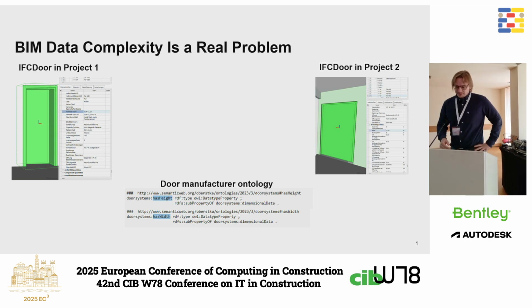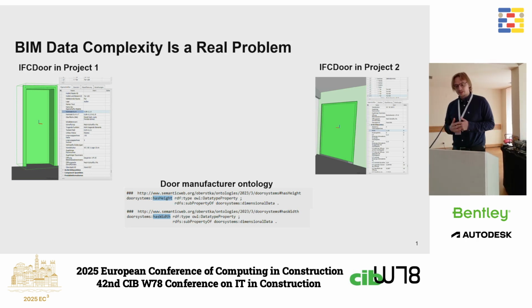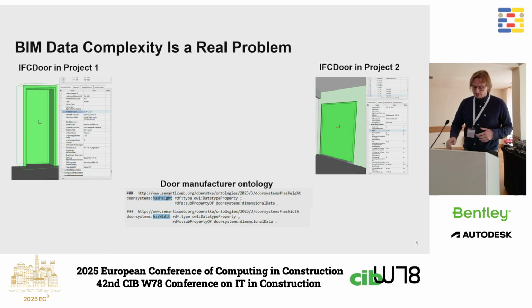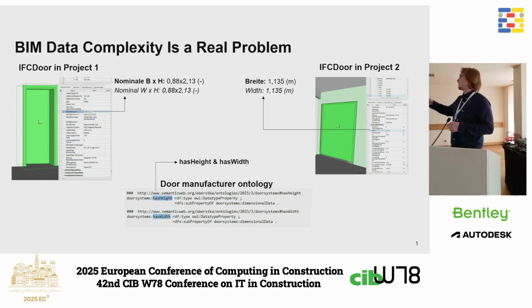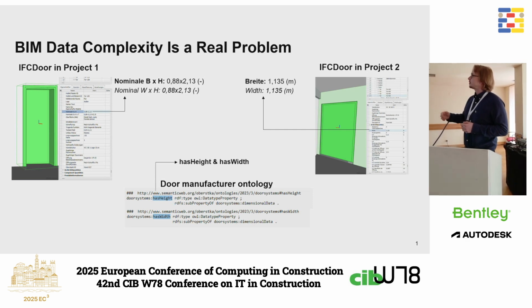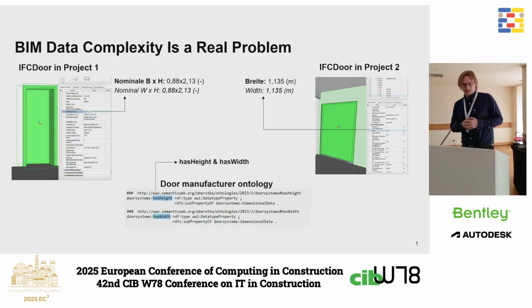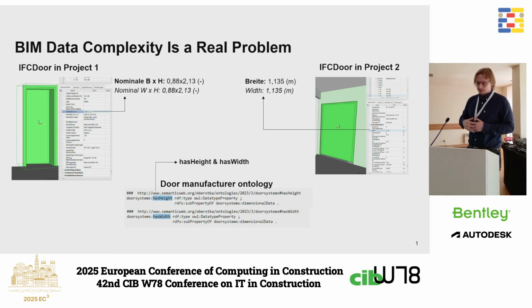Here you can see two projects and an ontology. All contain doors, but the data speaks different languages. Sometimes the first term that we see here, the width, is entered as the German term "nominale B mal H", which can be translated to nominal W times H. And sometimes it's added in the German term "Breite", which can be translated to width. So very easy for people to recognize, but a nightmare for machines.